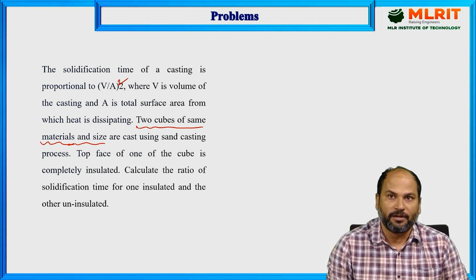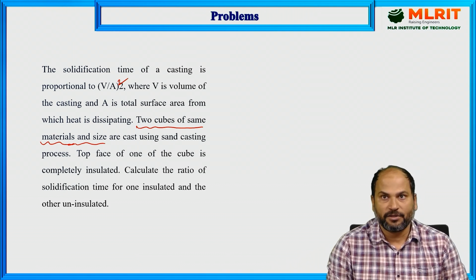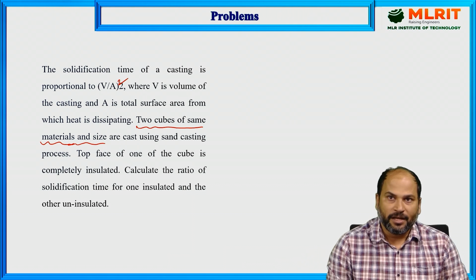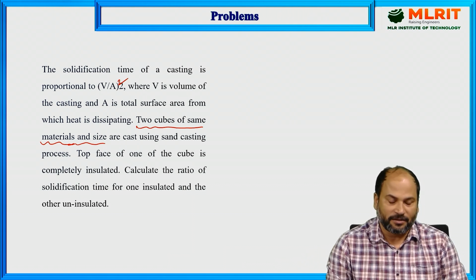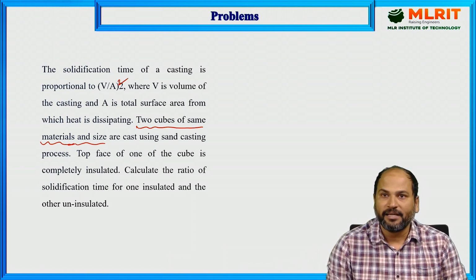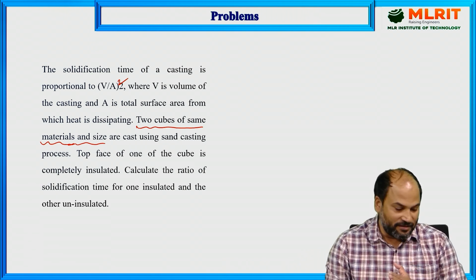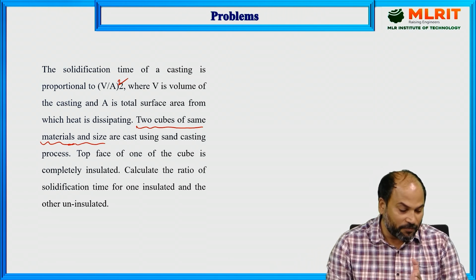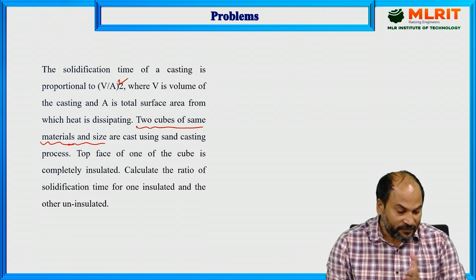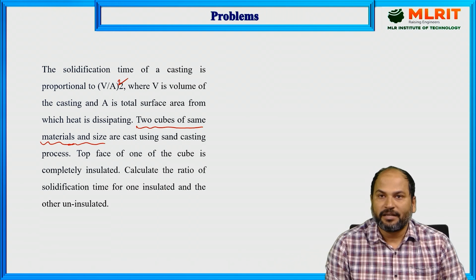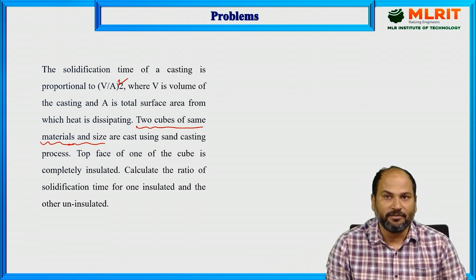So in this problem, it has been given two castings are there. Both castings are of the same material and their size is also the same. But what is the condition? In one casting, one side is completely insulated. A cube is nothing but the combination of 6 squares. So if one face is completely insulated, that means only 5 squares will remain from where heat will be dissipated.